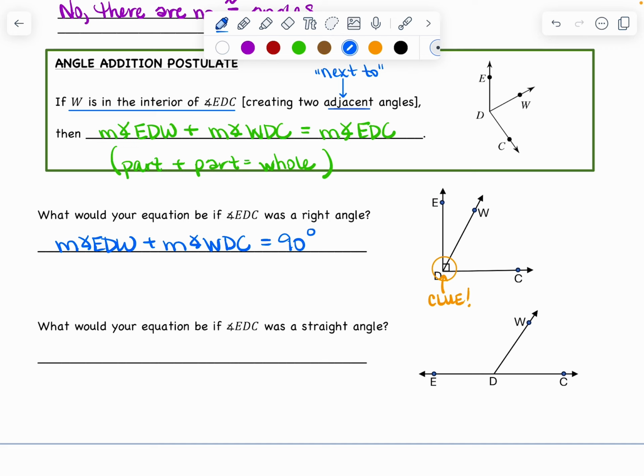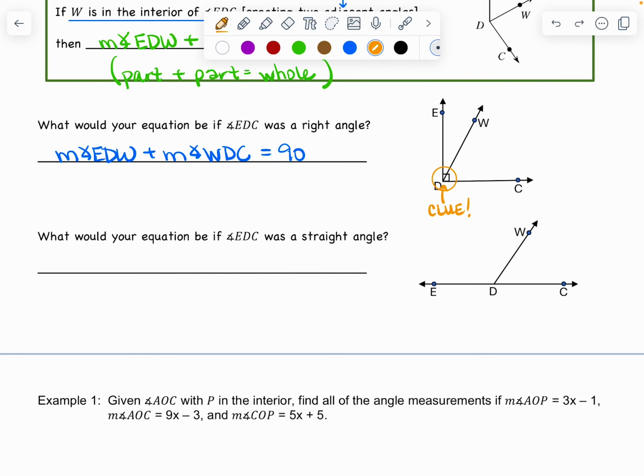Notice I didn't put the degree symbol because we don't put units of measure in algebra equations, right? You would never put feet or inches or miles inside of an algebra equation. Same thing with degrees. That is 90 degrees, but I'm just not going to write the degree symbol, okay? And of course, the same thing on this picture.